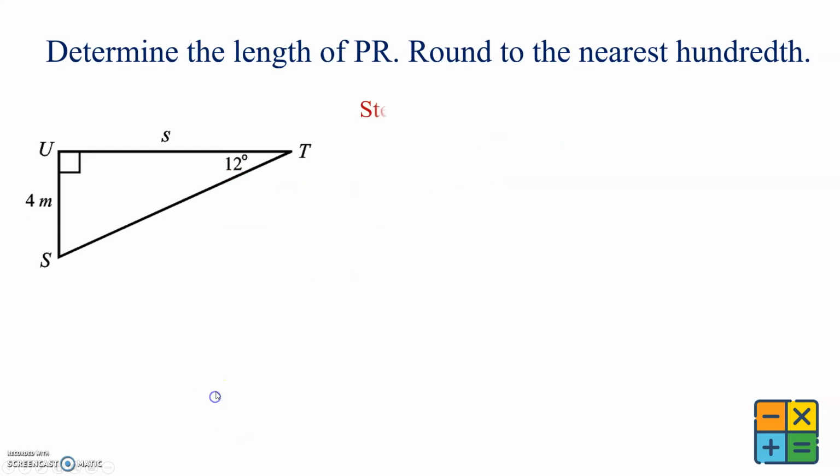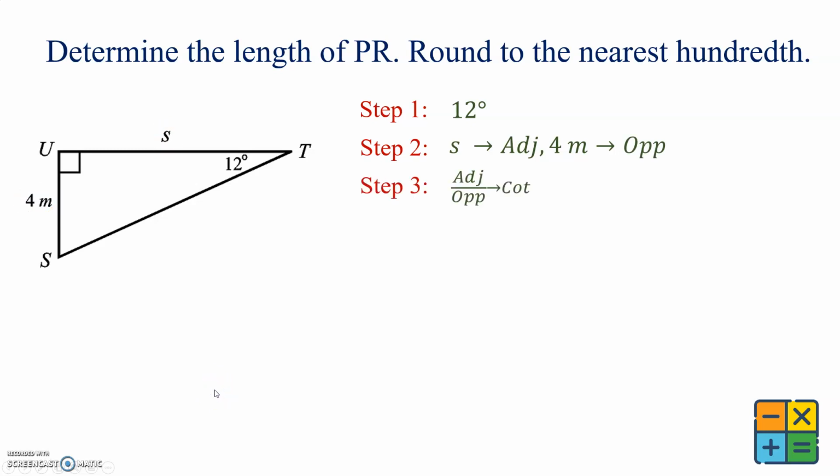So, step 1, identify the acute angle. There's our 12 degrees. Step 2, the two sides, 4 meters and S. S happens to be adjacent, 4 meters happens to be opposite. Our two ratios, adjacent to opposite and opposite to adjacent. So with the choices between cotangent and tangent, we're going to choose tangent. It's on the calculator. So we create our equation using the general format. Trig function, acute angle, side to side.